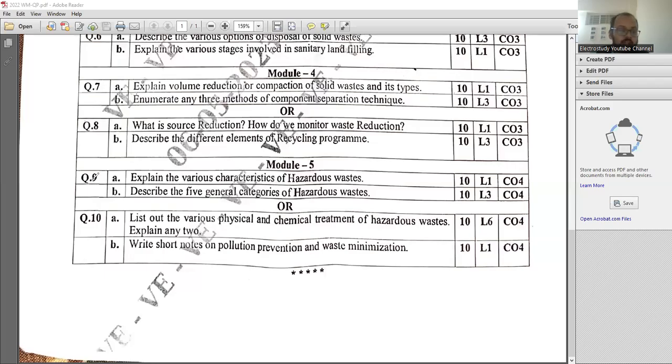Now I request everybody to go through question number 9B. Describe 5 general categories of hazardous waste. What are the 5 categories of hazardous waste? So let's discuss.